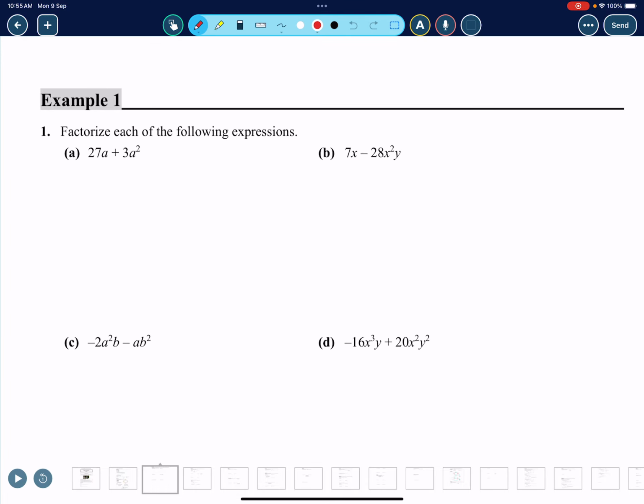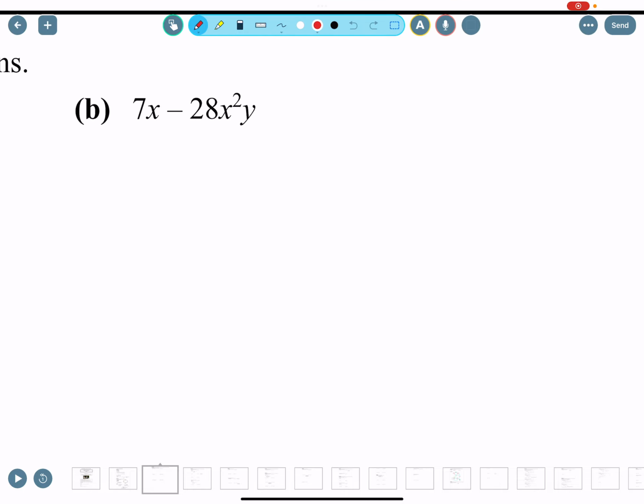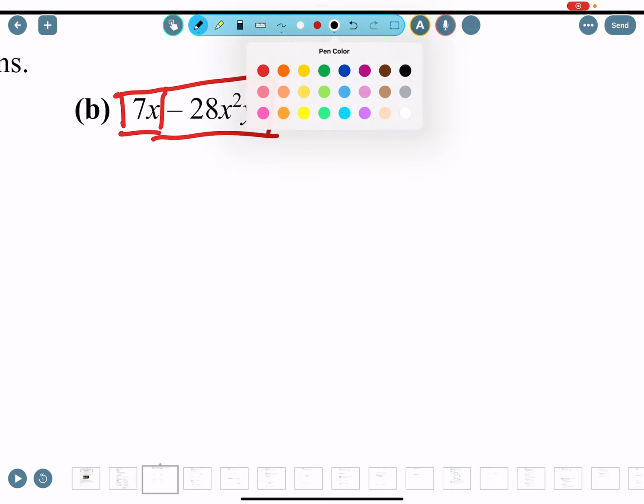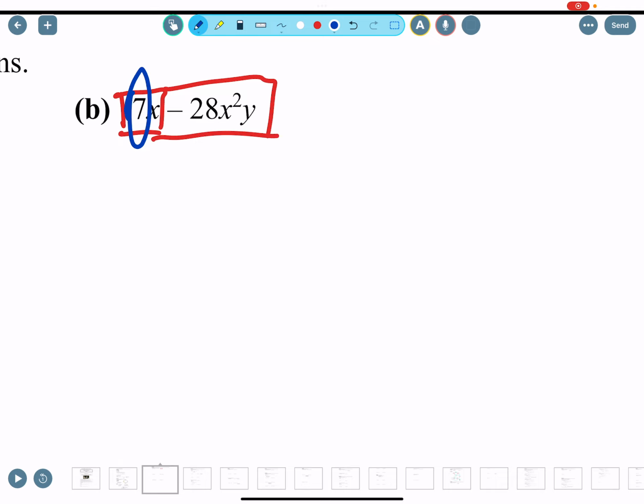Let's go with B. So for B, you have to think about two boxes over here. I always divide it into boxes, so they're like two different groups. Now from each group, you're gonna take away something in common. So that's called factorization, taking away stuff. So 7 and 28 are multiples of 7, so that means I can divide both of them with 7. So I'm gonna take away 7 from both of them.